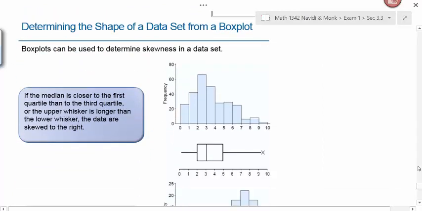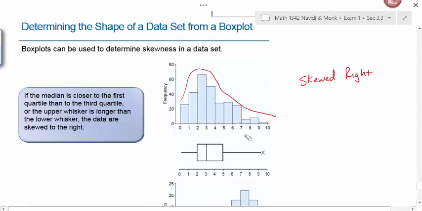This is the last thing that we need to talk about tonight, and I will be asking questions similar to this on your test. Box plots can be used to determine the skewness of a data set. This histogram appears to be skewed how? Skewed to the right. Remember, the tail tells the tail. The tail is going off to the right.